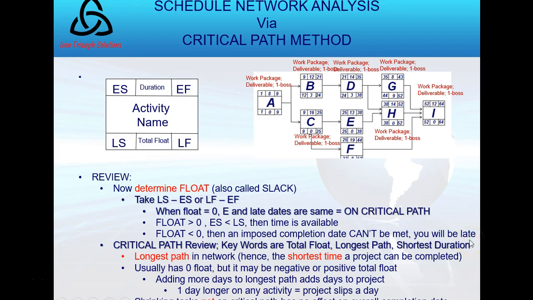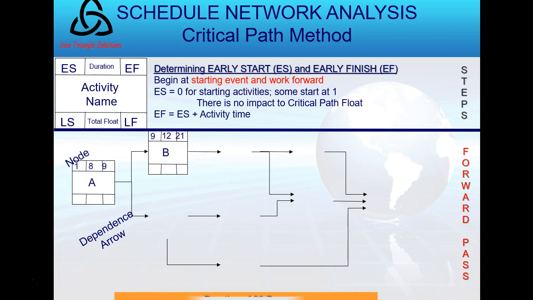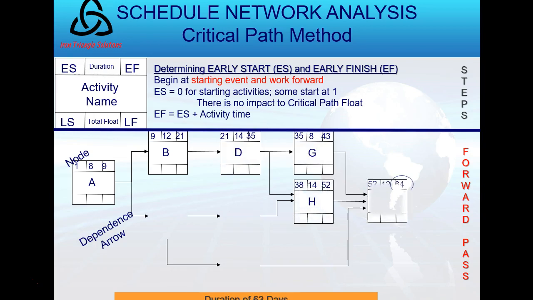If I add 1 day to any activity on the critical path, I'm going to add a day to the end of my project. Period, because there's no float. Notice the critical path has 0 float, so I'm looking at the bottom: activity A has 0, C, E, H, and I. That's my critical path. Now let's look at it. We call it a node, which is the box, and dependency arrows. And I just walked through the math there.